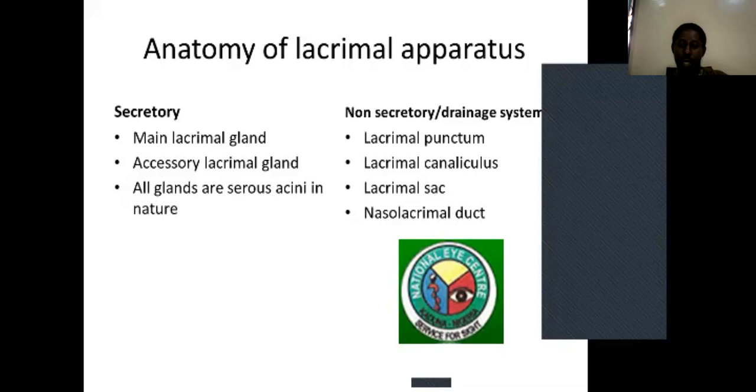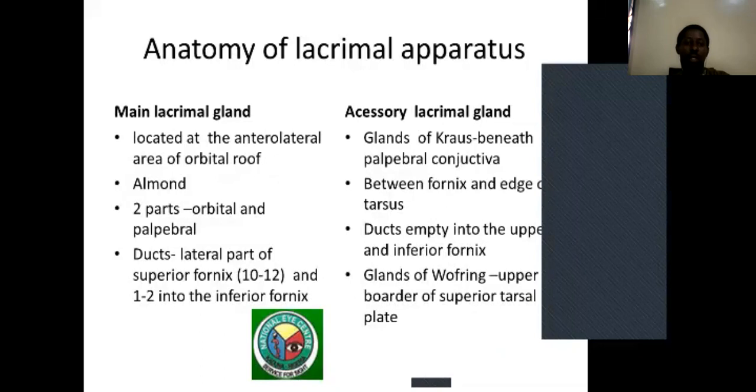Now, the main lacrimal gland is located on the anterolateral part of the orbital roof. It is almond in shape. It has two parts, the orbital and the palpebral part. The ducts are on the lateral part of the superior fornix, about 10 to 12, and the inferior fornix about 1 to 2. The accessory lacrimal glands, the glands of Krause, are beneath the palpebral conjunctiva, located between the fornix and the edge of the tarsus. They may also open into the upper and inferior fornix. We also have the glands of Wolfring, at the upper border of the superior tarsal plate.